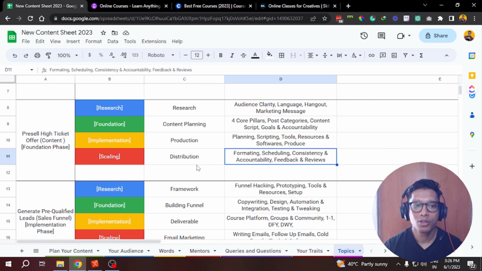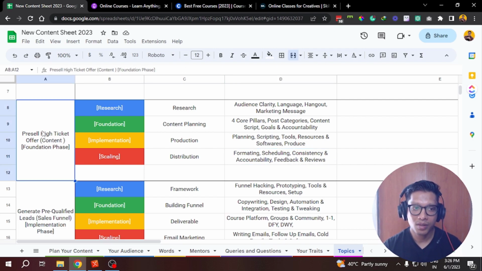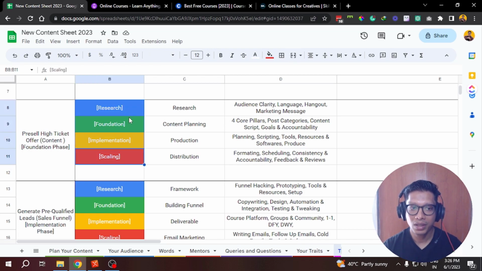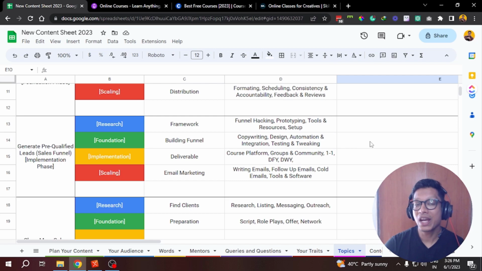Okay. So as you can see how smartly we are talking about building foundation in our course, but here again we're implementing the basics. That means research, foundation, implementation, and scaling. So this is the exact framework that you can use for your course.